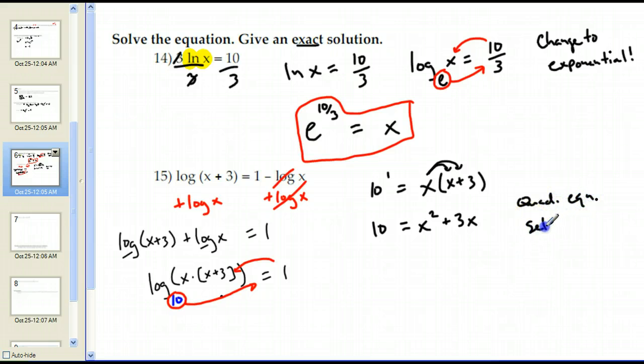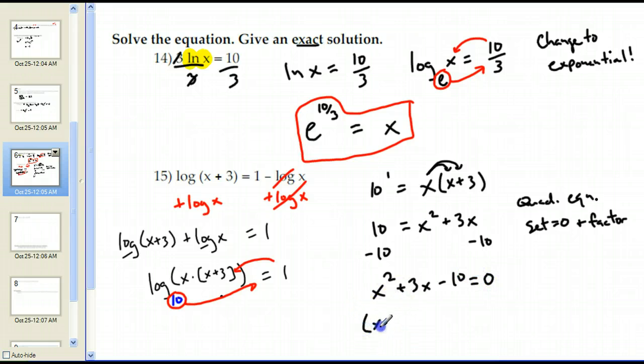So how do we solve that? We set it equal to 0, and factor if we can. This one will be factorable. So we're going to subtract 10 from both sides. I end up with x squared plus 3x minus 10 equals 0. That will factor. I get an x and an x. I need two numbers that multiply to negative 10 and add to positive 3. So that's going to be a positive 5 and a minus 2.